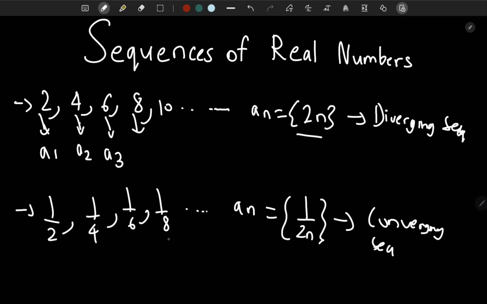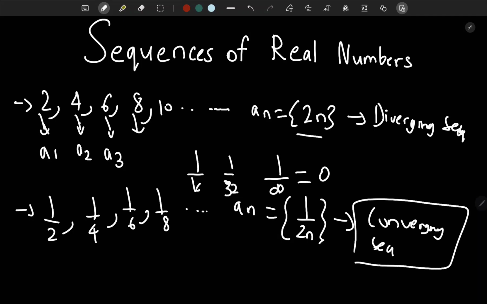And this sequence here is called a converging sequence, since each time we add or we divide it by 2, we are slowly approaching 0, right? 1 over 16, and then 1 over 32, and so on, and slowly we will eventually reach 1 over such a large number that it will be like infinity. And 1 over infinity, we know that it is 0. So that's why this is called a converging sequence.